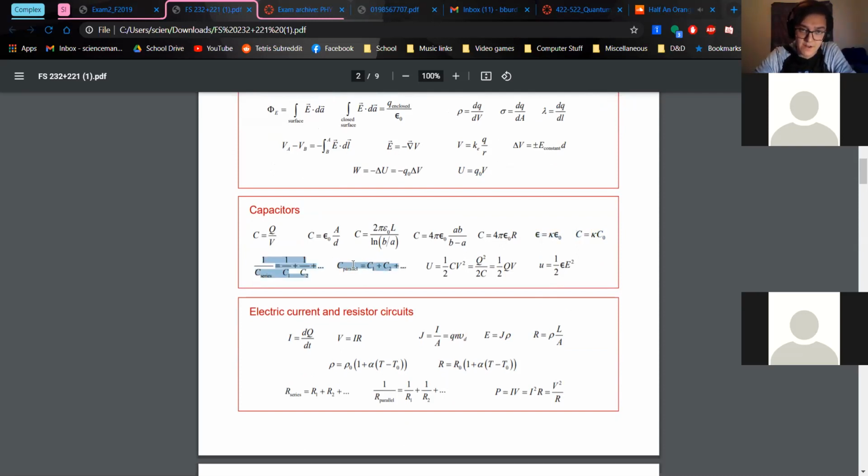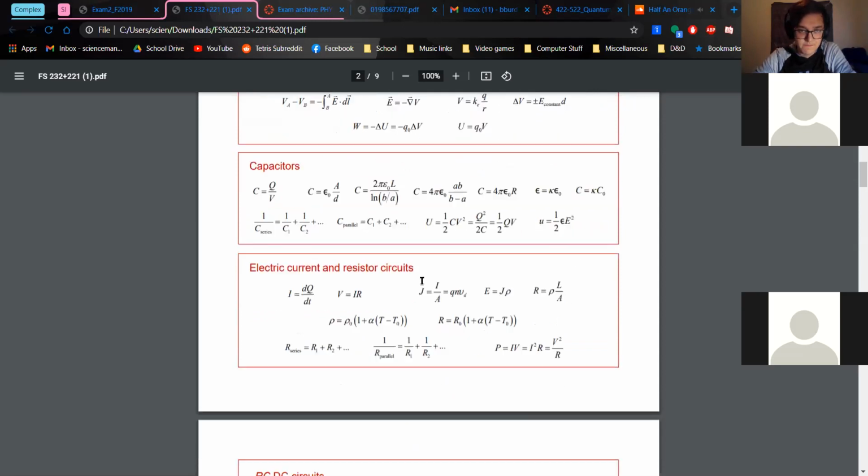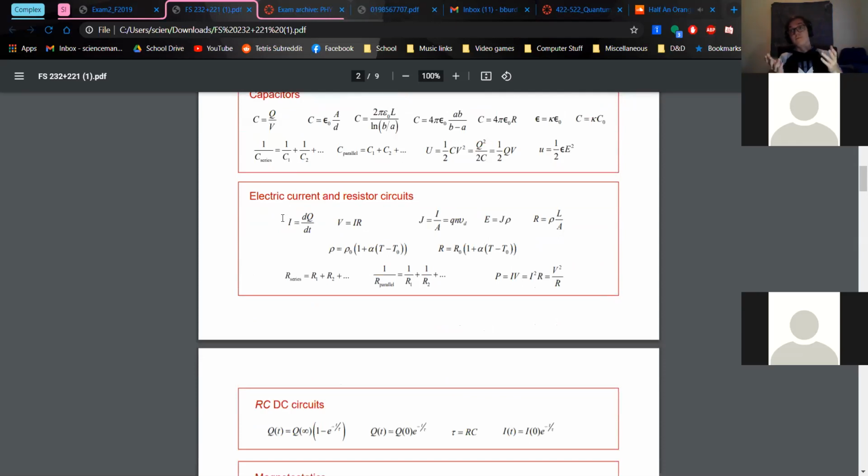These are how capacitors combine. This should be pretty familiar. And this is just the energy stored on the capacitor. And this is energy density right here. Okay, so now on to electric current and resistor circuits.